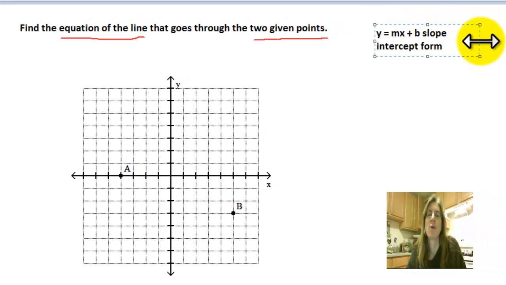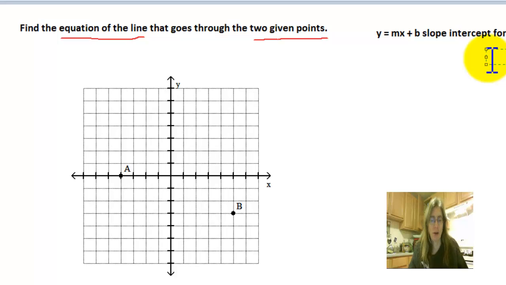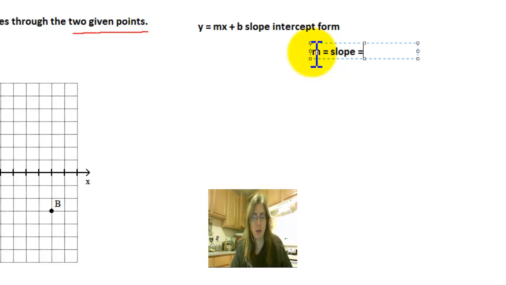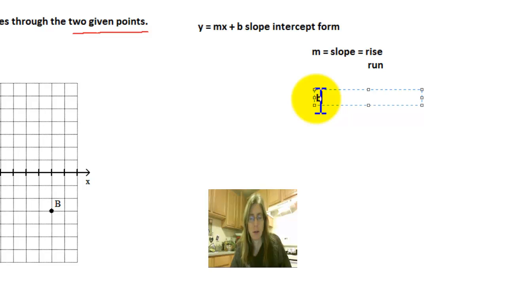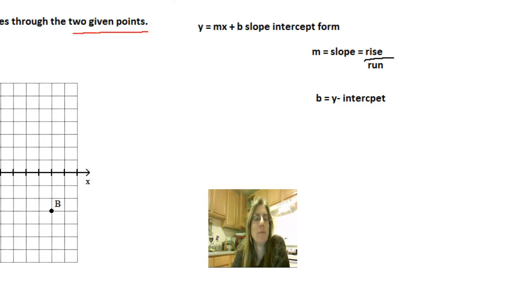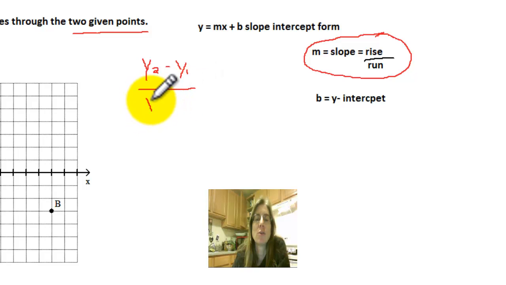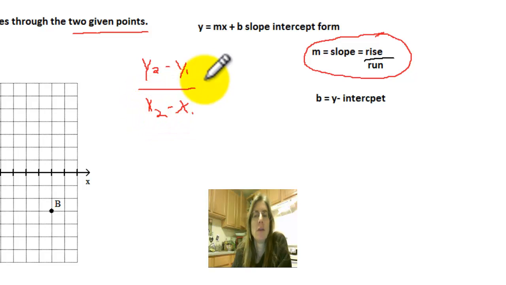That's the slope-intercept form. And as we know, m equals the slope, which equals the rise over the run, and b equals the y-intercept. So the way we begin this problem is we have to use this concept first, rise over run, to find the slope. You can use the slope formula, but there's a faster way, so I'll show you that.